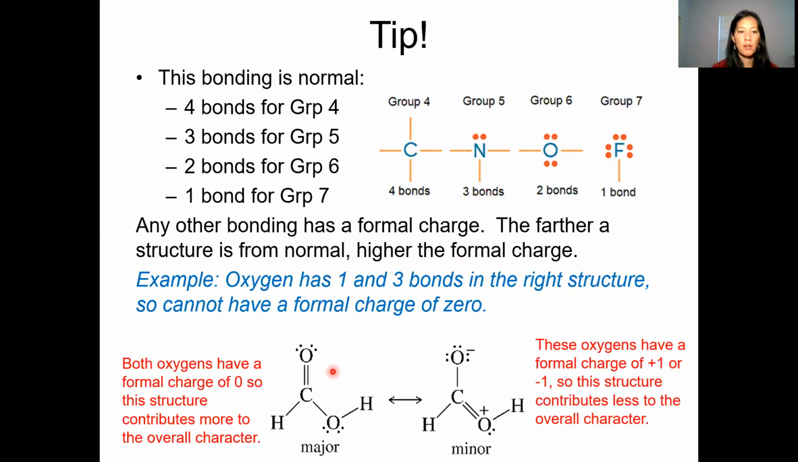So let's look at our example. Oxygen here on the right has either 1 bond or 3 bonds. So right there, we know it cannot have a formal charge of 0. And then you could go ahead and calculate it. Here, just like we did on the previous slide, 2 bonds, 2 lone pairs, bam, I already know it's 0.